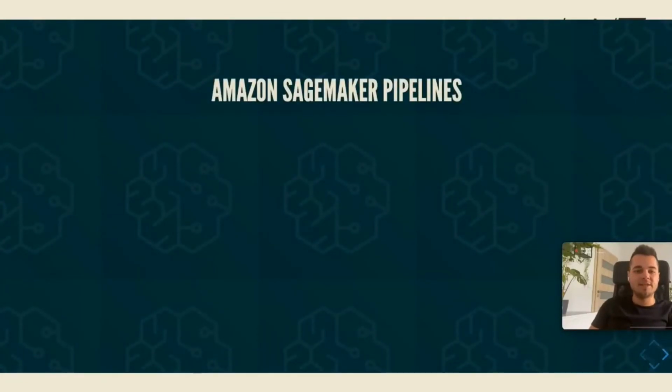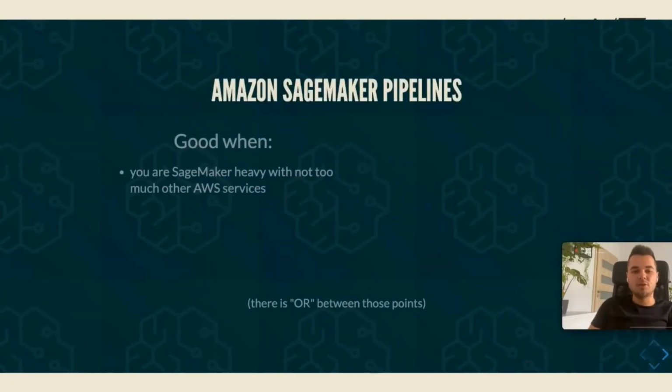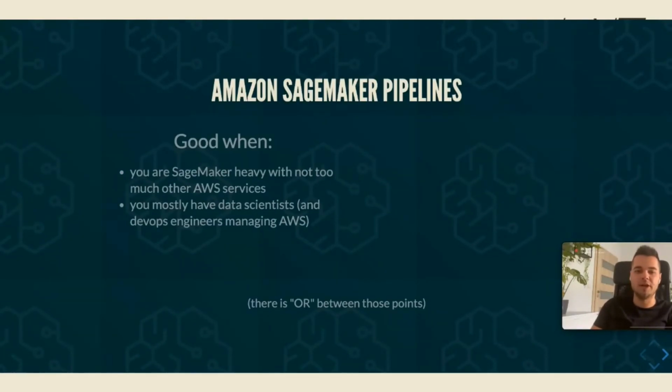Second service, Amazon SageMaker Pipelines. That's good when you're SageMaker heavy with not too many other AWS services. If all you need is building models and that's what you expect, then they are fine. When you mostly have data scientists and DevOps engineers managing AWS, then the service is great for your data scientists. You can let them build their model and then deploy it using typical DevOps tools or CodePipeline, for example.